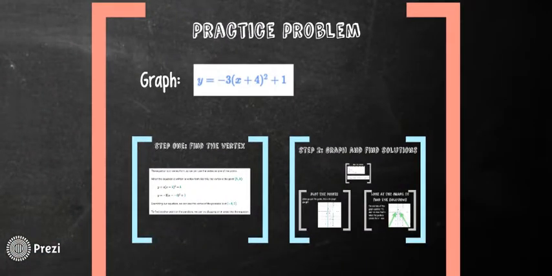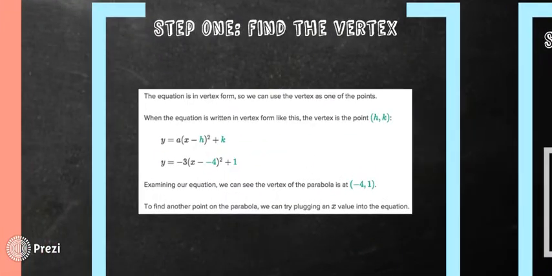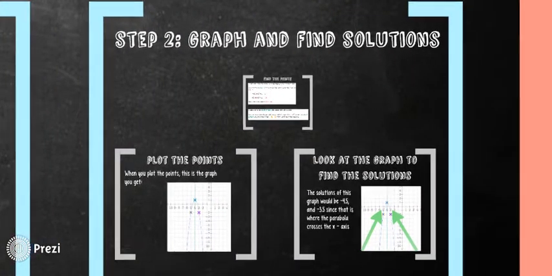Okay, so for our last practice problem, it's for vertex form, and we will be graphing y equals -3 times (x plus 4) squared plus 1. So step 1, you have to find the vertex, and the equation is already in vertex form, so we can use the vertex as one of the points. And so you'll use (h, k) again, and the vertex of the parabola is at (-4, 1). And so we're going to find other points by plugging in the x values again. And now you graph and find the solutions.